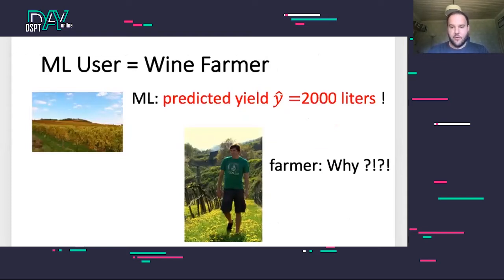And after we have learned the predictor map by fitting to the previous wine harvests, we apply it to a new data point, like the wine harvest that is coming up this year. And the application of this predictor map results in a prediction of 2,000 liters of yield.